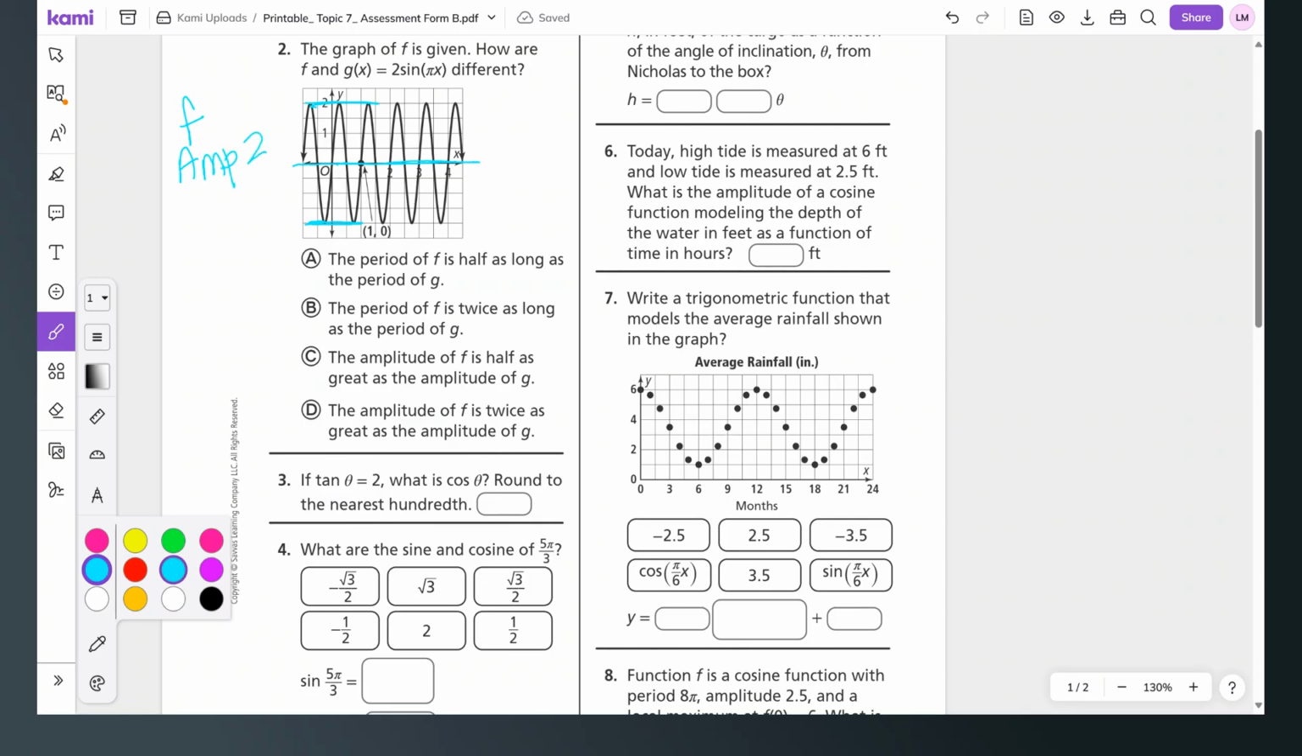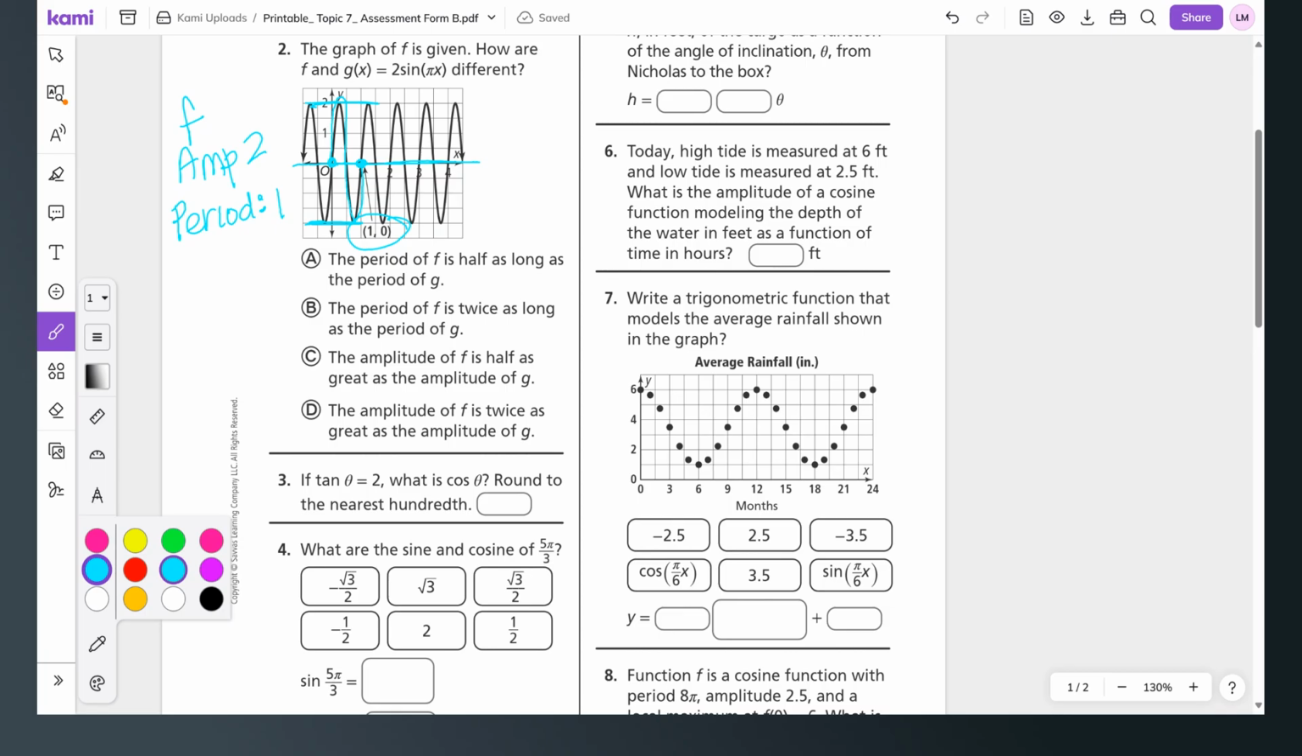The period, how long it takes to get from here to here. By the way, this is a sine graph because I'm starting at 0. So the time that it takes to get from there to there, they tell me is 1. So the period is 1. And then there's no shift. All right, so that's it.